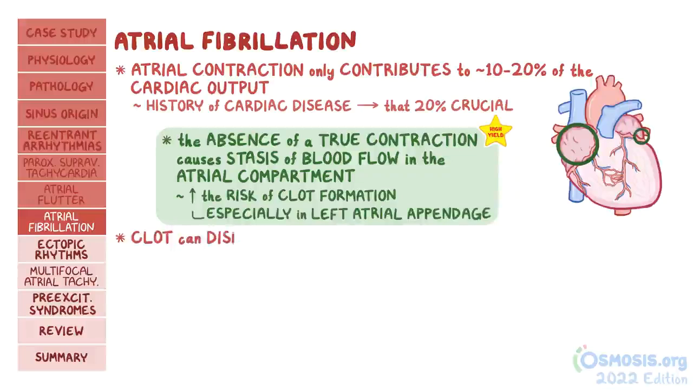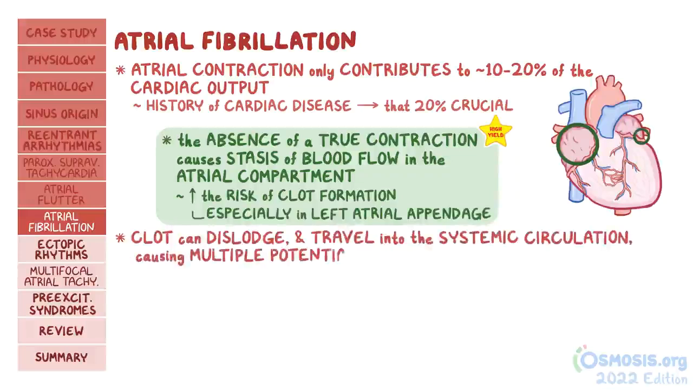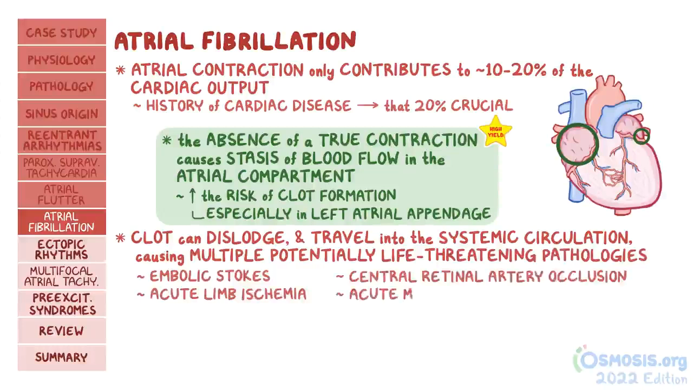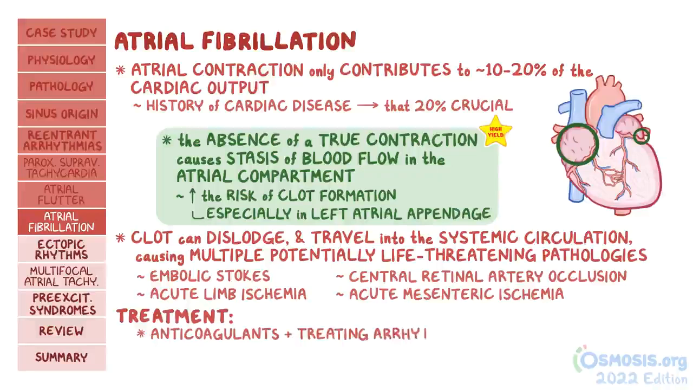This clot can dislodge and travel into the systemic circulation, causing multiple potentially life-threatening pathologies like embolic strokes, acute limb ischemia, central retinal artery occlusion, or acute mesenteric ischemia. Therefore, individuals often need treatment with anticoagulants, in addition to treating the arrhythmia itself with medications like beta blockers and calcium channel blockers. Finally, some individuals can be treated with cardioversion.